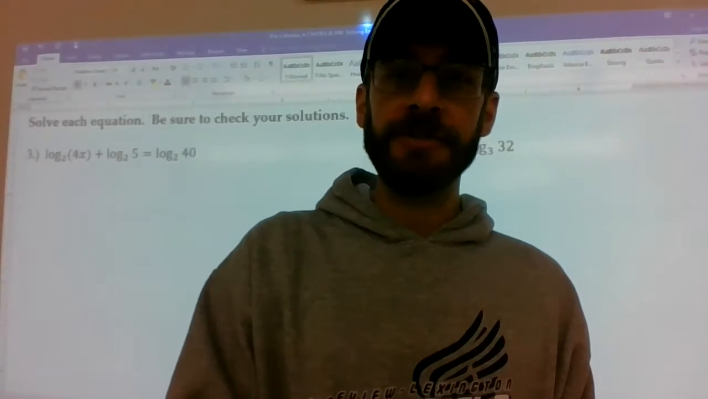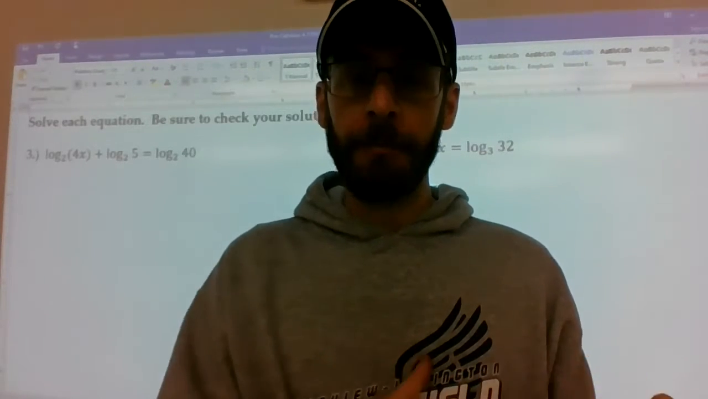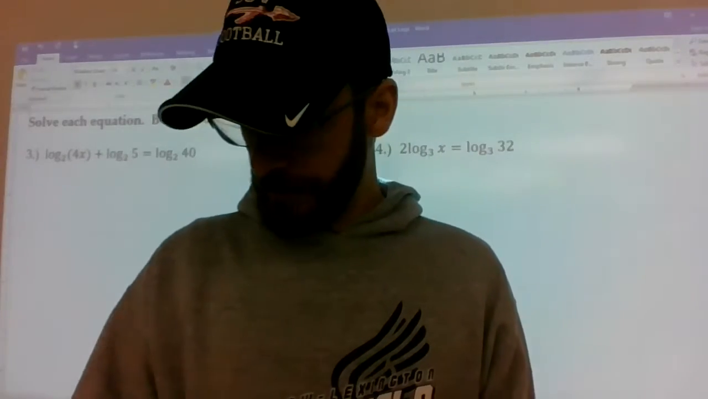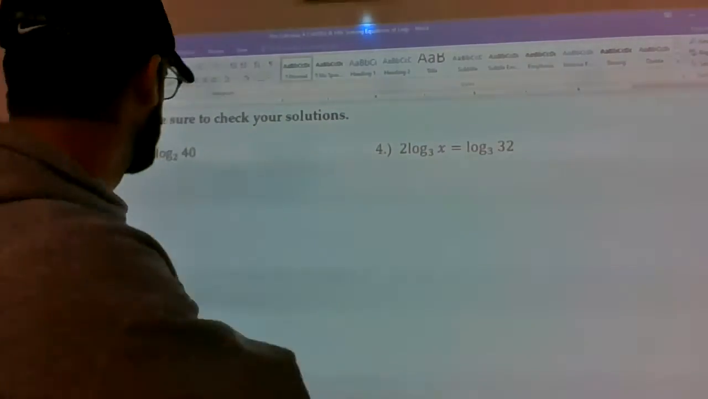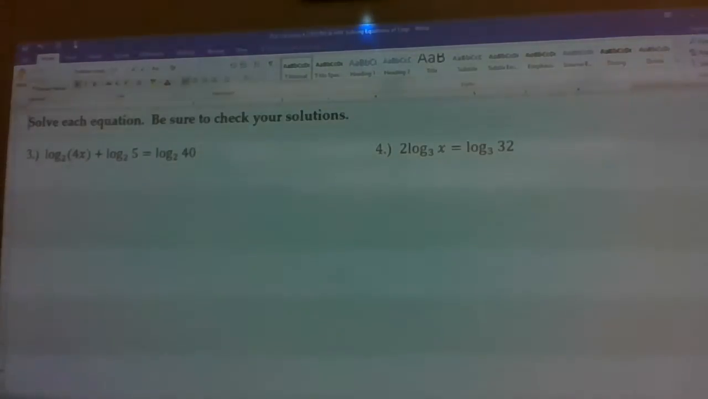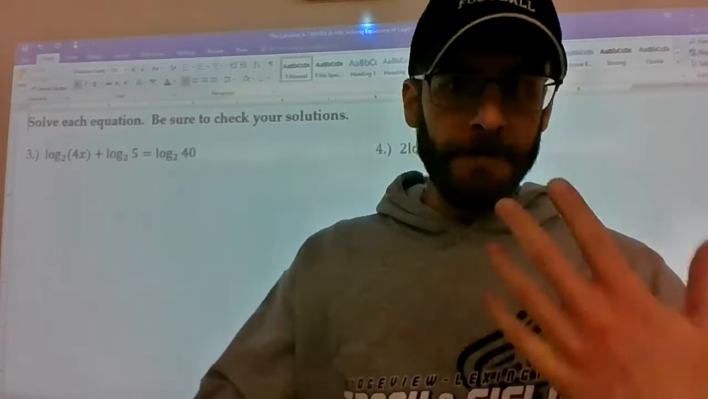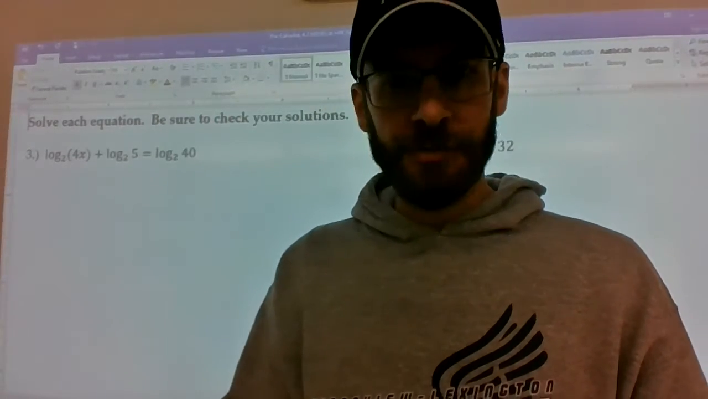All right, pre-calc. This is part 2 of logarithmic properties and solving equations with logs. So when you see number 3, we have to think through some of the strategies that could help us unravel this mystery that's a log.